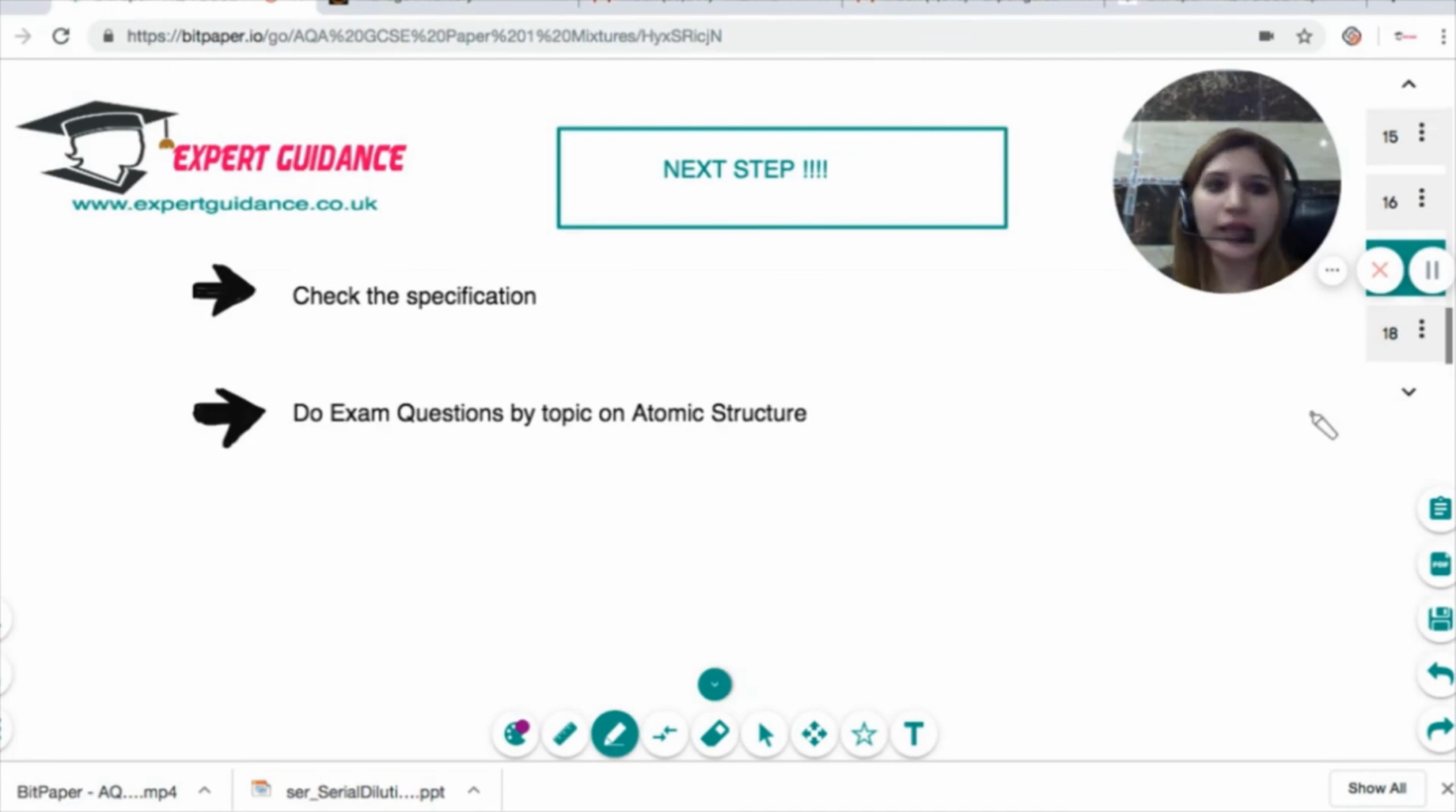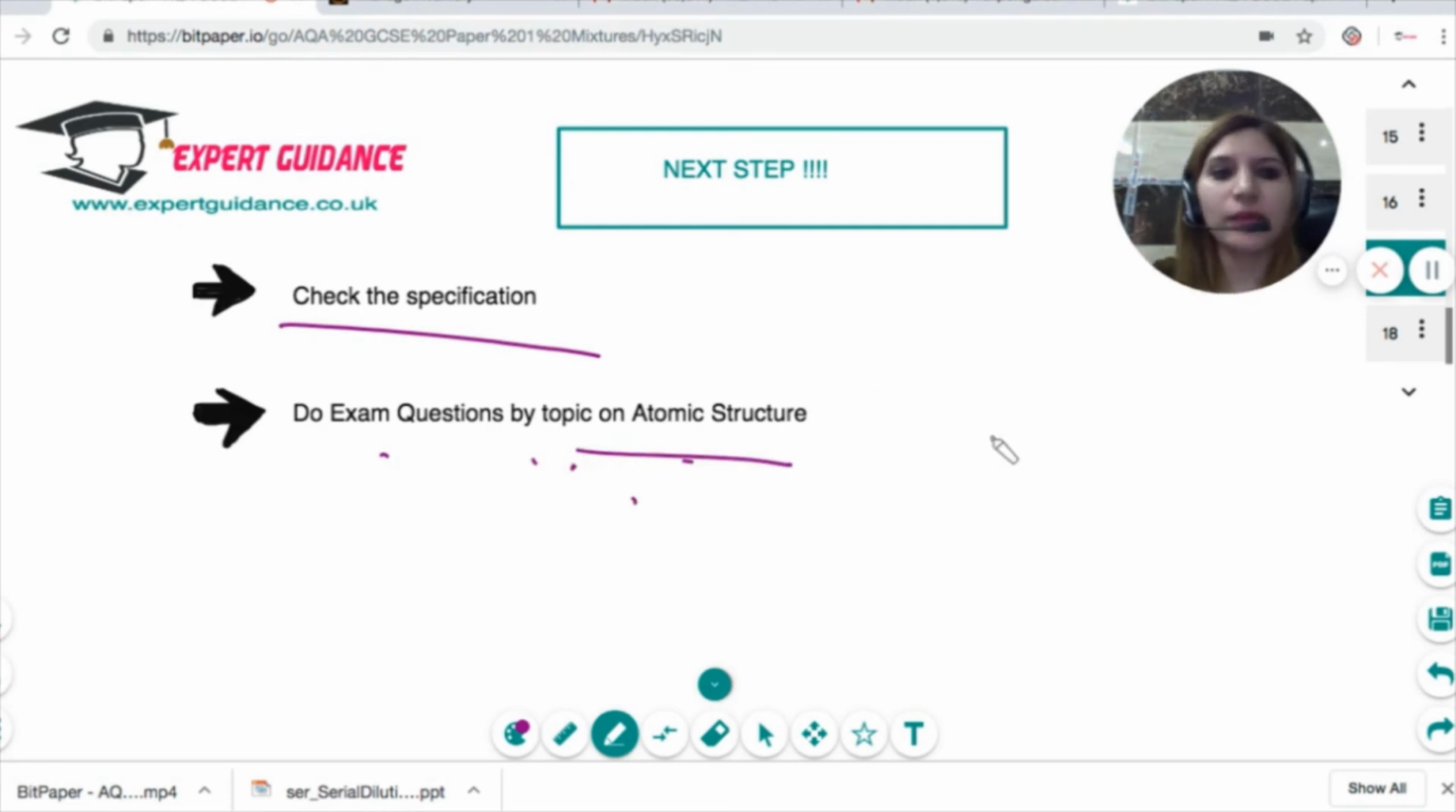Okay, so I hope this topic along with these questions is clear to you. Now, what's the next step? The next step is you check the specification, make sure the specification for this chapter is crystal clear to you, and do exam questions on this topic on atomic structure. The exam questions can be found on my website. The link is shared with you in the description box below.